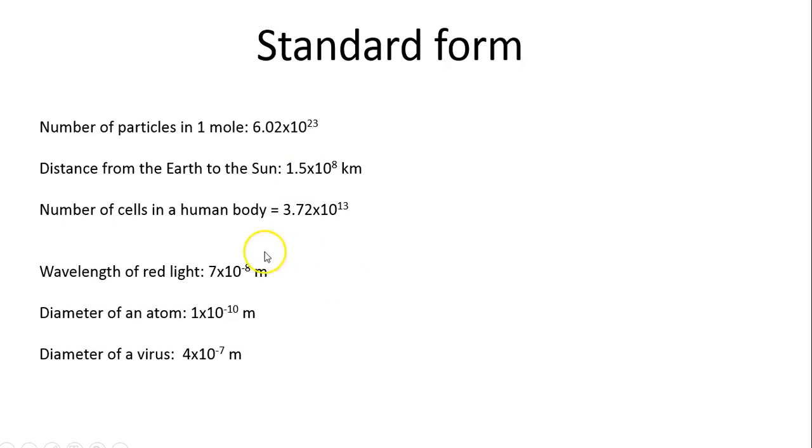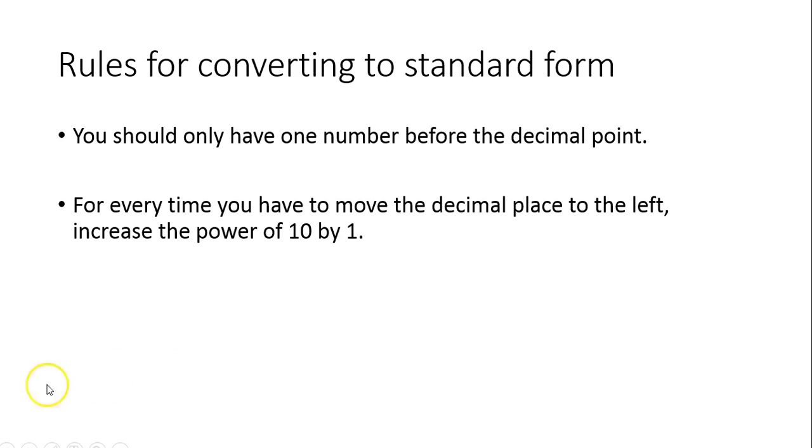On the opposite side, the wavelength of red light is 7 times 10 to the minus 8 meters. The diameter of an atom is 1 times 10 to the minus 10 meters. And the diameter of a virus is 4 times 10 to the minus 7 meters. So how do you work out how to write a number in standard form, or how do you convert back from standard form to a normal number? Well, this is what the next bit's about.